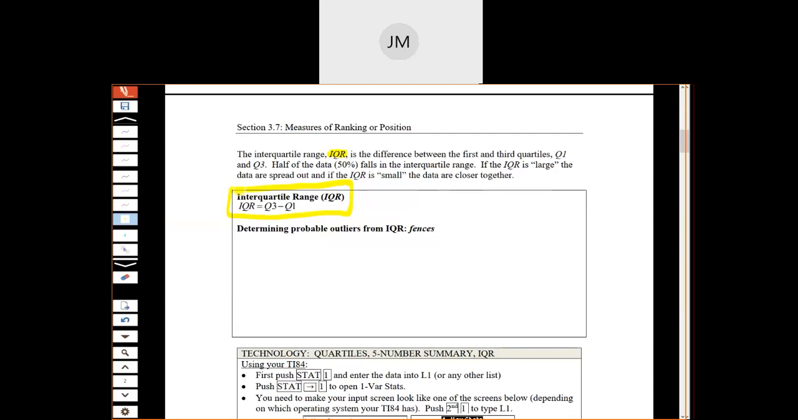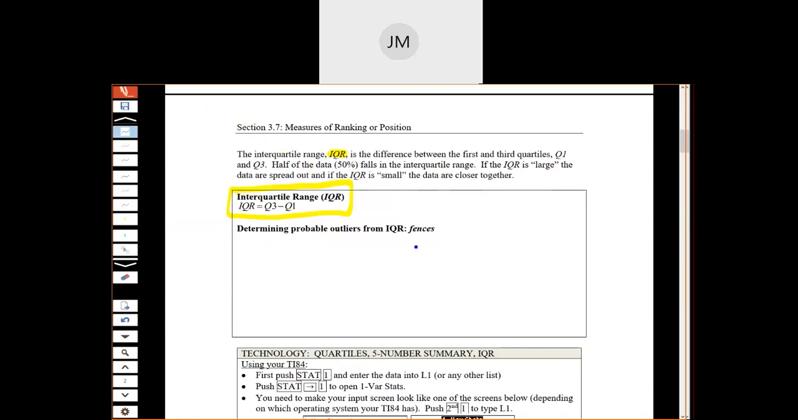So I'm going to give you a formula here for determining what an outlier is, but what I want to do immediately afterwards is show you how to use your calculator to find outliers, okay? So that we don't get buried in formulas here. So here's our formula. This is just kind of giving you an idea for how this is computed and how your calculator does it.